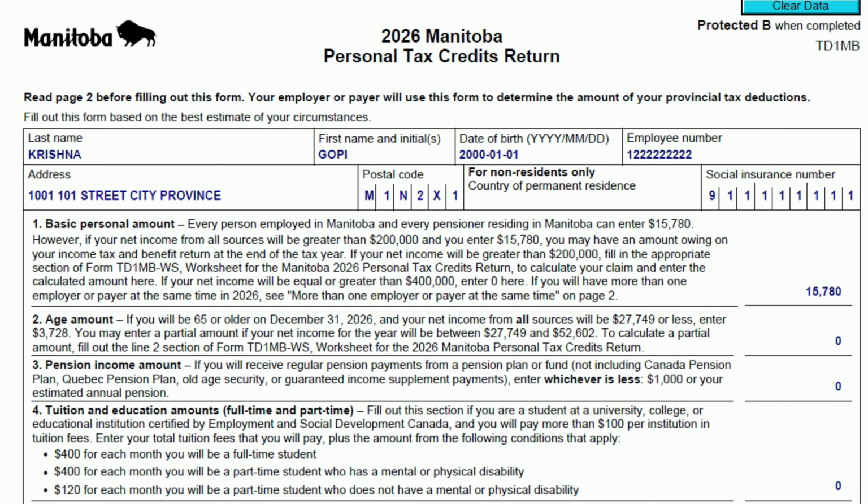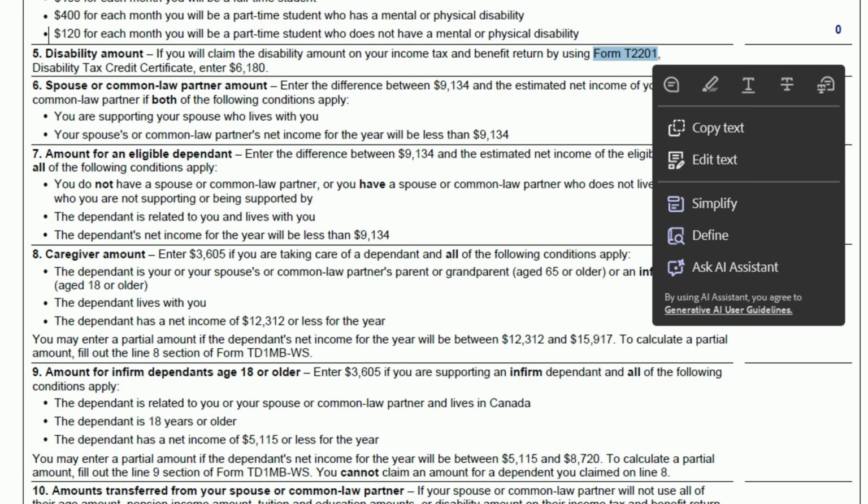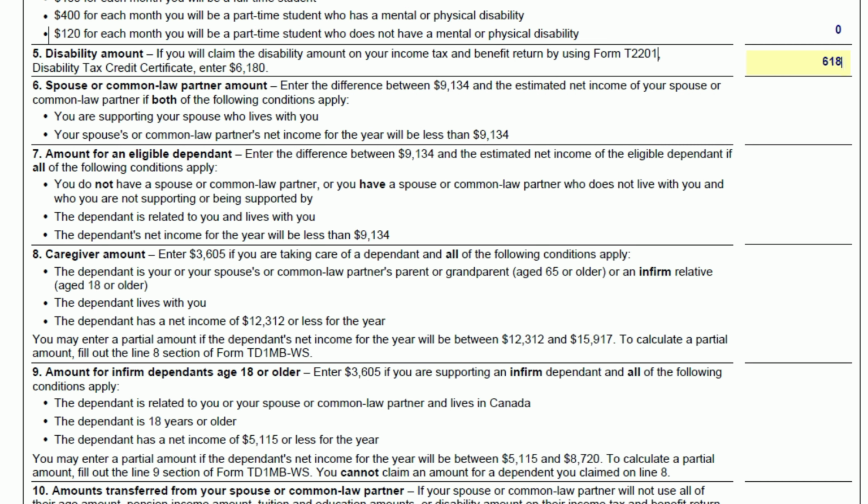And next comes line 5, disability amount. Only if you have this form T2201, you will enter 6180. If not, you will enter 0. This form T2201 is the disability tax credit certificate.